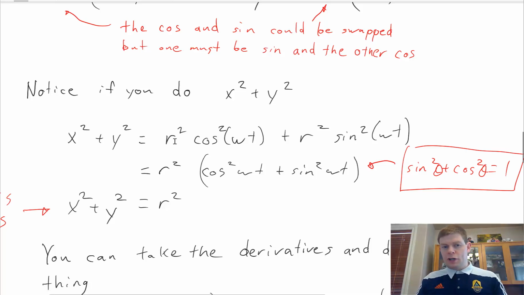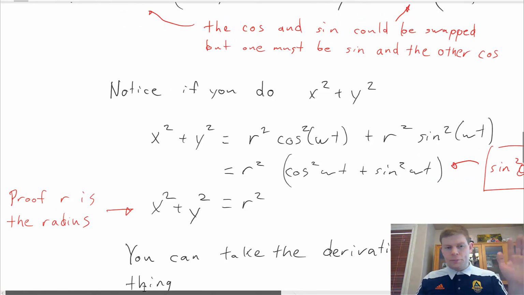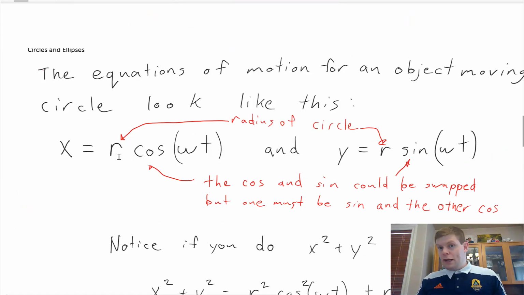So x squared plus y squared: here's our formula for x squared, here's our formula for y squared. We can collect like terms. One thing you should know, it's a trig identity, is cos squared plus sine squared is equal to 1. So in this case, all this is equal to 1. And so at all points in time, regardless of time, your squared distance from your center point is your radius squared. This just proves that this will be the radius of your circle.